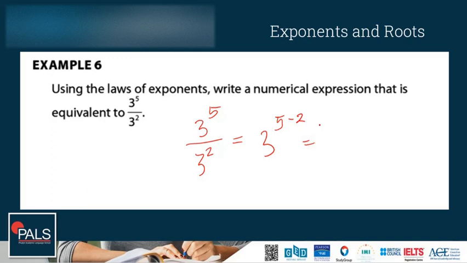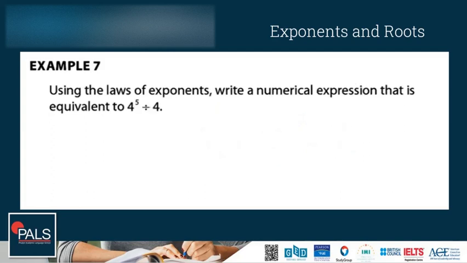The answer is 3 cubed, or 3 to the power of 3. Another example, example number 7, using the laws of exponents, write a numerical expression that is equivalent to 4 to the 5th power divided by 4. Write an equivalent numerical expression.